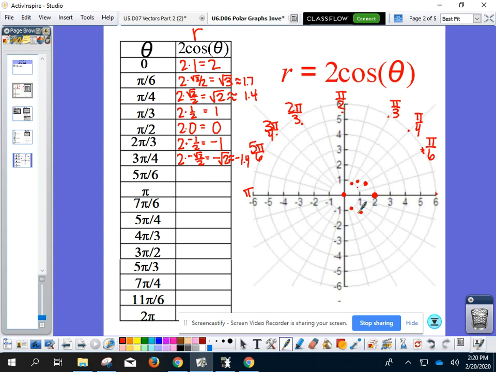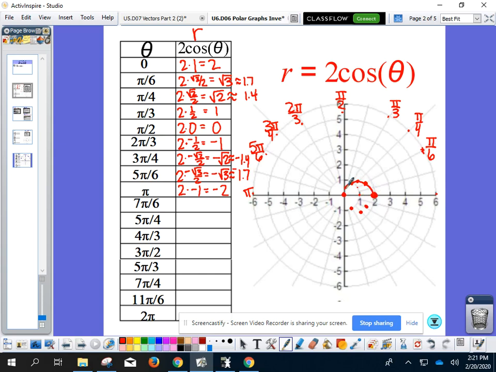And then 5 pi over 6, 2 multiplied by negative square root 3 over 2. We'd get negative square root 3, which is approximately negative 1.7. So go all the way over to 5 pi over 6, count back 1.7-ish. Looks like it'd be right about here. And then last but not least, at pi, we'd have 2 multiplied by negative 1, which gives us negative 2. So we'd go all the way over to pi, and then from the center, we'd count back 2, and look, we're right where we started.